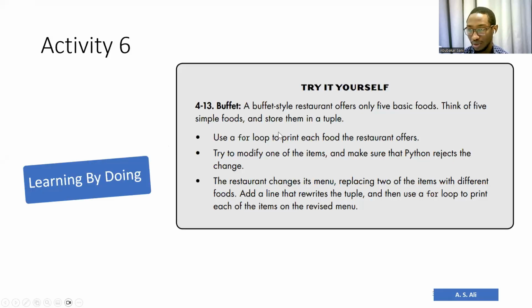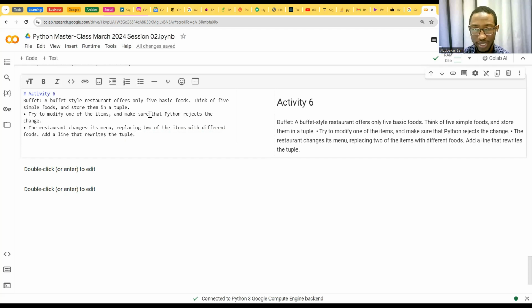So let's do an activity, activity 6. Let's go to Colab. Okay, so this is activity 6. It's a buffet. You visit a restaurant that is only serving 5 basic foods. You do not want to serve anything more than 5. So we want you to think of 5 simple foods and store them in a tuple. We want to try to modify it to see if Python is going to raise an alarm. It doesn't allow that. And assuming the restaurant decides to change its menu, we want to replace 2 of the items with different foods and write a line that rewrites the tuple.